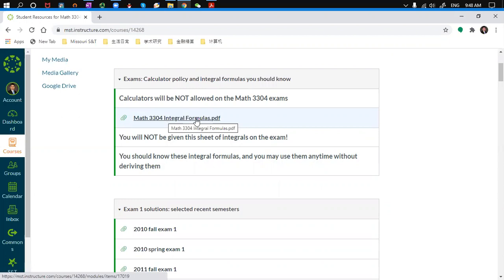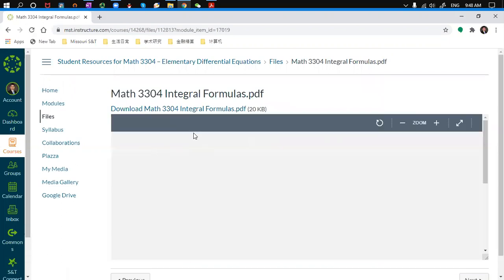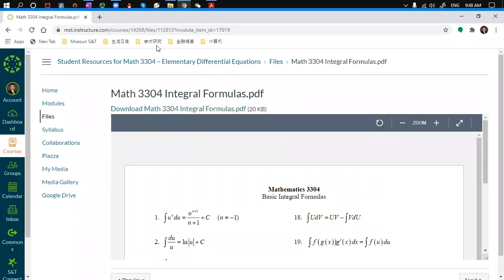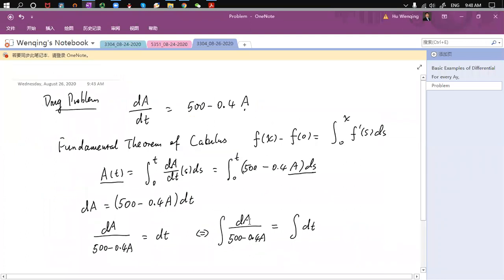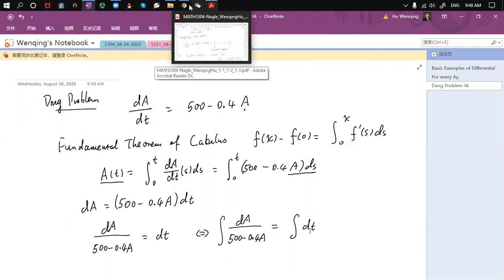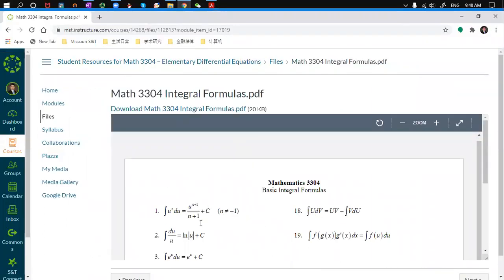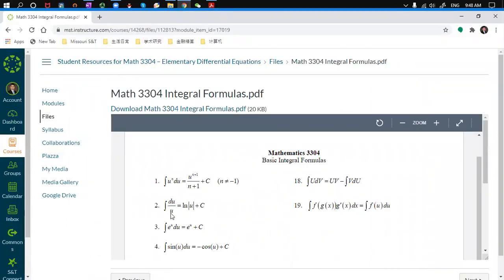Then people ask why you need this integral formula. Well, this is just to help you remember what you have learned in your calculus class. For example, here we have encountered such a problem: how do you calculate the integral of 1 over x? For 500 minus 0.4 of A, you can always do a change of variable to return it to 1 over x. Now, what's the antiderivative of 1 over x? Well, it can be found in this integral formula, which is here. The integral of du over u is the logarithm of the absolute value of u. You cannot ignore the absolute value in the logarithm, right? And then plus a constant.